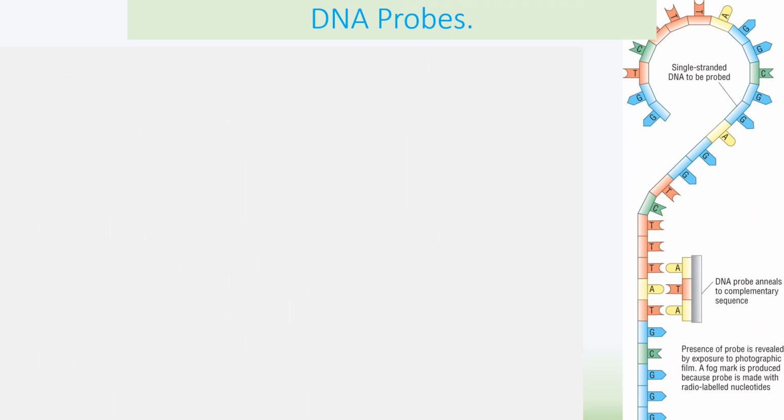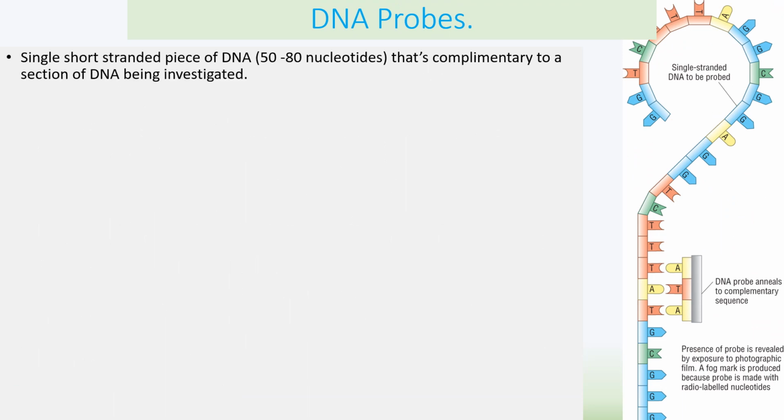We can then use DNA probes, and DNA probes are short, single-stranded bits of DNA that are complementary to a section we want to investigate. So let's say you wanted to check if someone has a disease, like a genetic disorder. You could make a DNA probe that is complementary to that genetic disorder, and if that attaches, then you know that you've got the DNA for that genetic disorder.